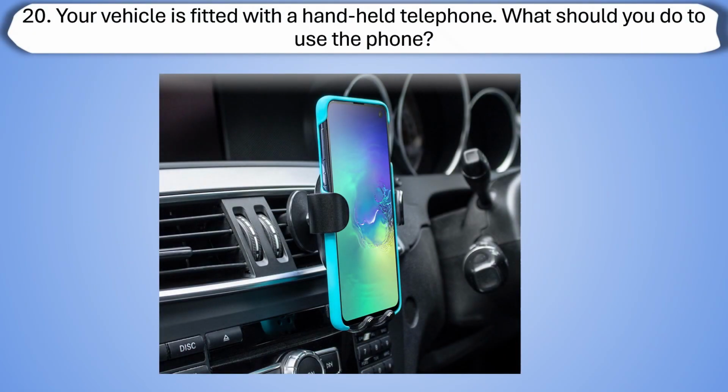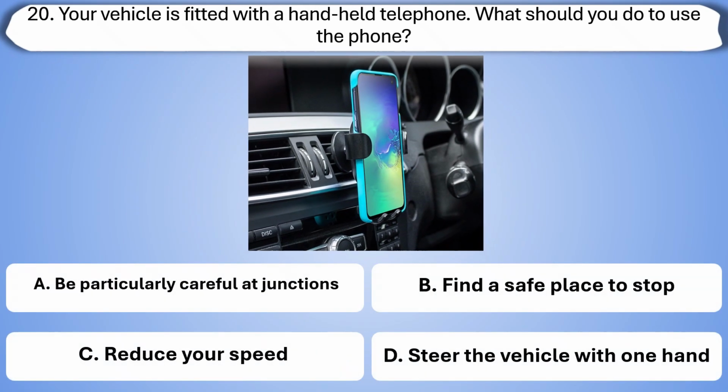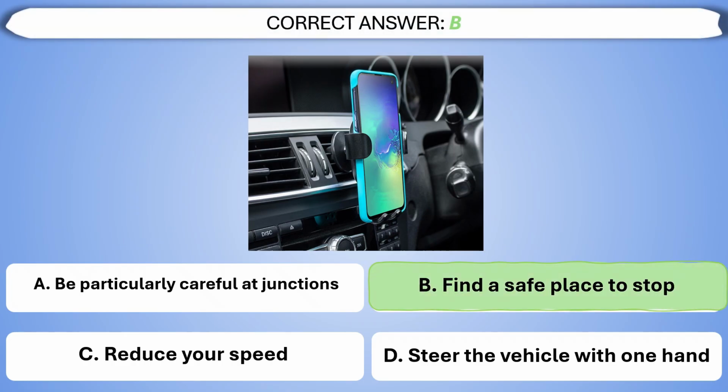20. Your vehicle is fitted with a handheld telephone. What should you do to use the phone? A. Be particularly careful at junctions. B. Find a safe place to stop. C. Reduce your speed. Or D. Steer the vehicle with one hand. The correct answer is B. Find a safe place to stop.